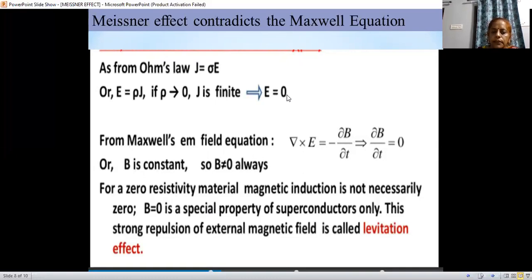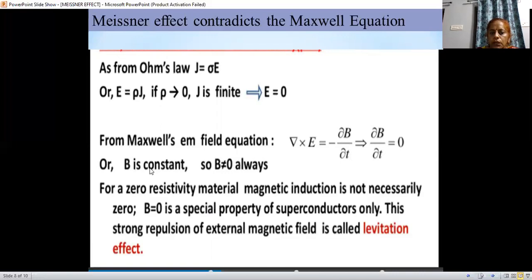Now I am using the Maxwell electromagnetic field equation, which is curl of E equal to minus del B by del T. From Ohm's law, we have E to be 0. So putting the value of E as 0, we get del B by del T to be 0. Integrating it, I obtain B equal to a constant. But we have derived that B should be 0 in accordance with the Meissner effect. But here, what we have shown is that B is constant, and this constant is not necessarily 0.